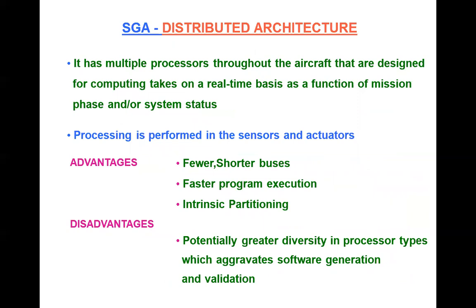The next second generation architecture is distributed architecture. It has multiple processors throughout the aircraft that are designed for computing tasks on a real-time basis as a function of mission phase and system status. Processing is performed in the sensor and actuator. So advantages of distributed architecture are fewer shorted buses, faster program execution, intrinsic partitioning. Disadvantages are potentially greater diversity in processor type, which aggravates software generation and validation.